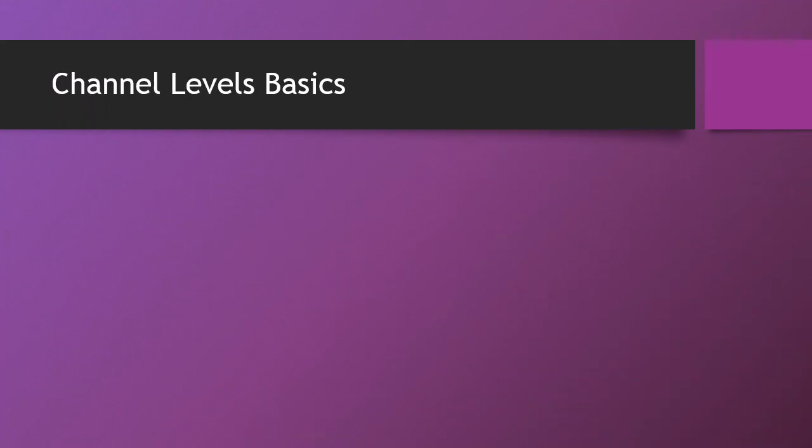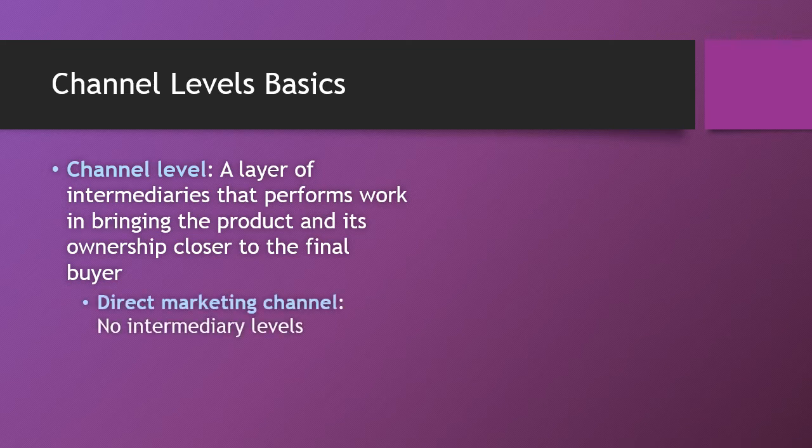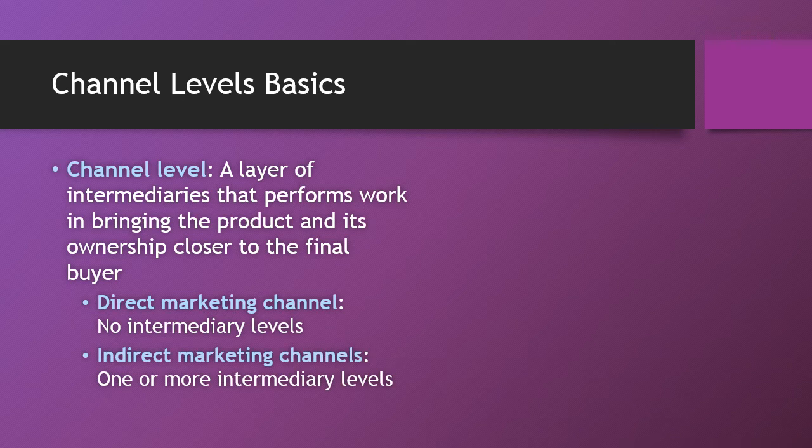A channel level refers to each layer of marketing intermediaries that perform some work in bringing the product and its ownership closer to the final buyer. Because both the producer and the final consumer perform some work, they're always part of every channel. Now, the number of intermediaries between the producer and the final buyer indicates the length of the channel. A direct channel refers to a marketing channel that has basically no intermediaries. It goes directly from producer to buyer, whereas an indirect marketing channel contains one or more intermediary levels.